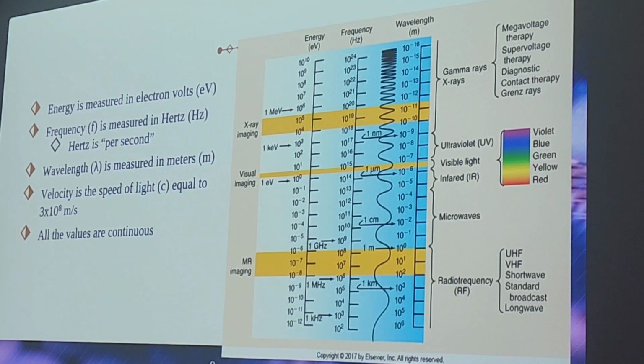Frequency is also continuous. So wavelength is measured in what? Meters. What about frequency? Hertz. What does c mean? Speed of light, velocity. And when we talk about radiation, it's going to be the speed of light. So if I ask you what's the velocity of gamma rays, 3 times 10 to the power of 8. What's the velocity of microwaves? 3 times 10 to the power of 8, also c. So all electromagnetic radiation has the same velocity.